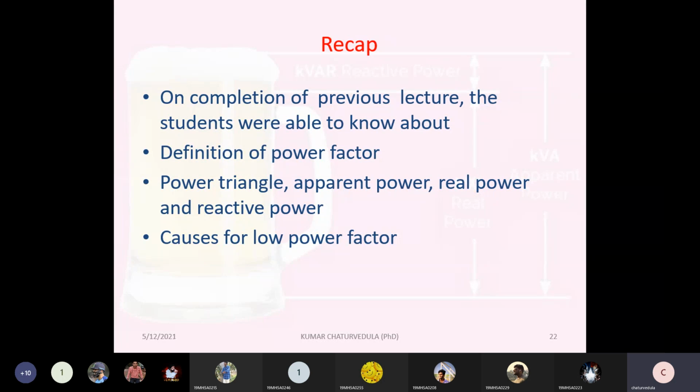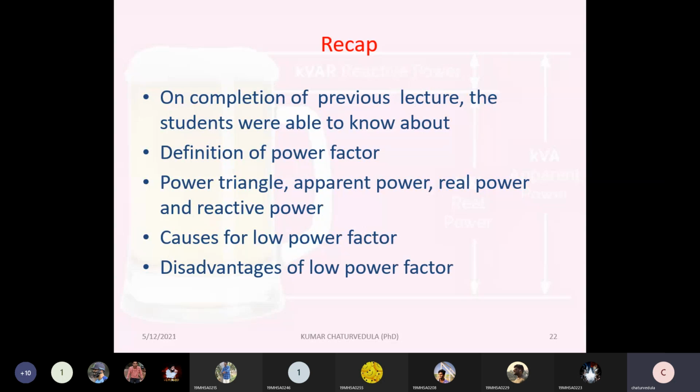And what is the power triangle? The representation of the power triangle in terms of impedance, and also in terms of admittance, is shown to you. Real power, reactive power, and apparent power. Real power or true power is represented with the letter P, whose units are kilowatts. Apparent power is in kVA, represented with the letter S, and reactive power is represented with Q, which is in kVAR. These topics we discussed in the previous class.